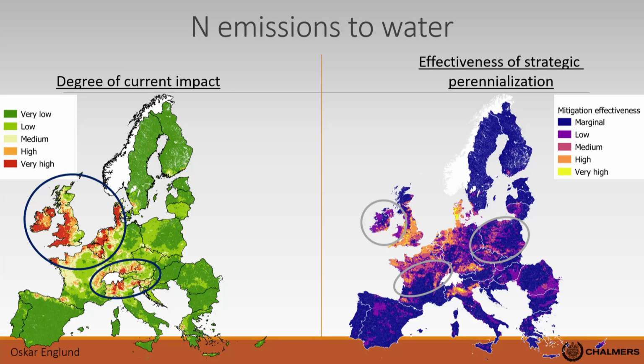What's also quite interesting, I think, is that we have a very high degree of nitrogen emissions to water in Ireland. And that is primarily because of high precipitation and also a lot of animal production. But it's basically almost grass. The entire island is grass. It wouldn't make that much sense introducing a lot more grass there. So the mitigation effectiveness is quite small.